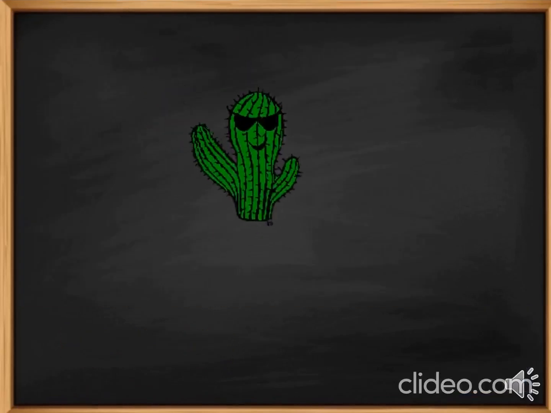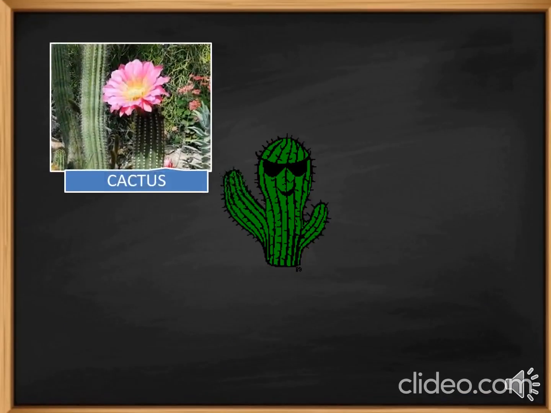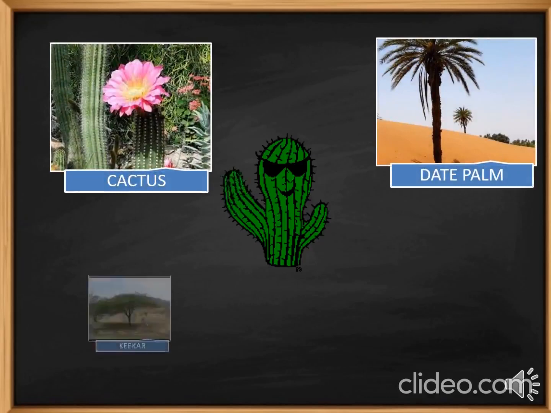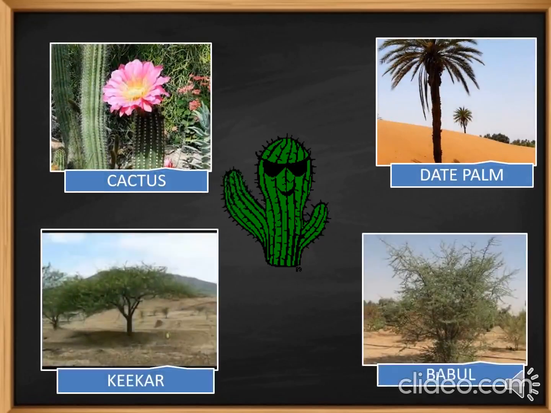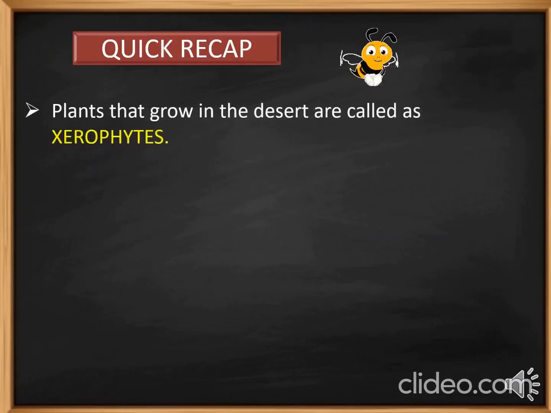Let us take a look at a few more plants that grow in the desert. We have cactus, date palm, kikar and babool. These plants grow in the desert. Shall we have a quick recap of the desert plants? Let us see what we have learned.